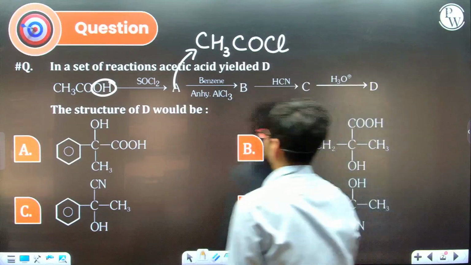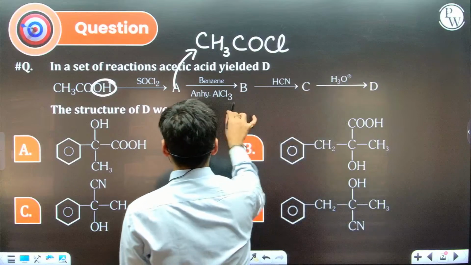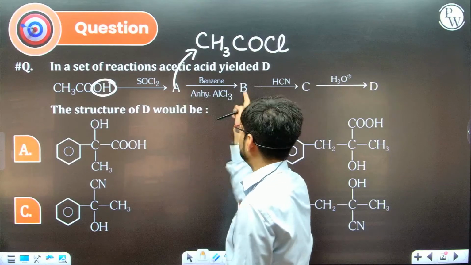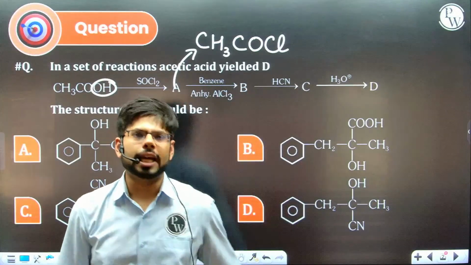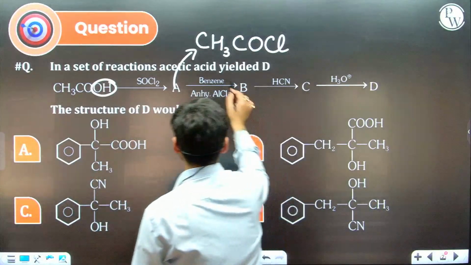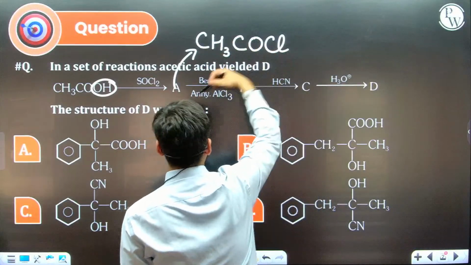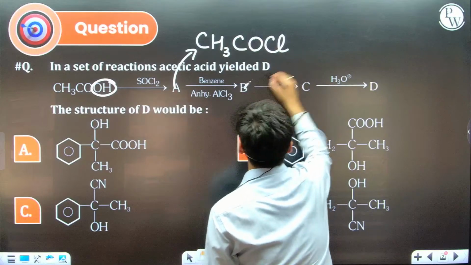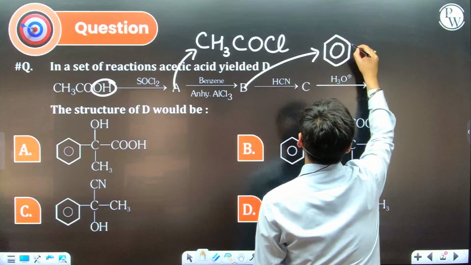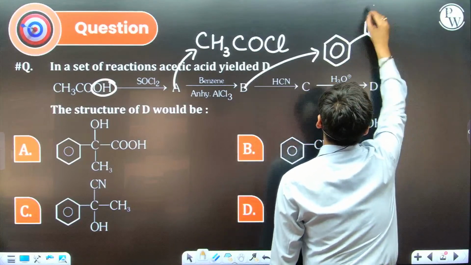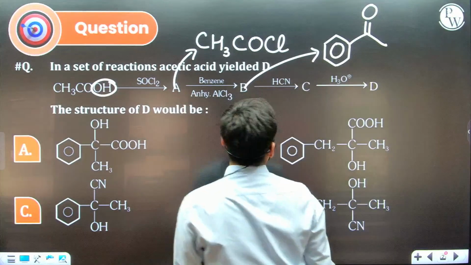Next, when CH3COCl is treated with benzene in the presence of anhydrous AlCl3, we get B. So what is B? We all know that benzene undergoes Friedel-Crafts acylation. This is what is happening here. So CH3CO will get attached to the ring, and hence B will be this. This is B. So B is acetophenone.